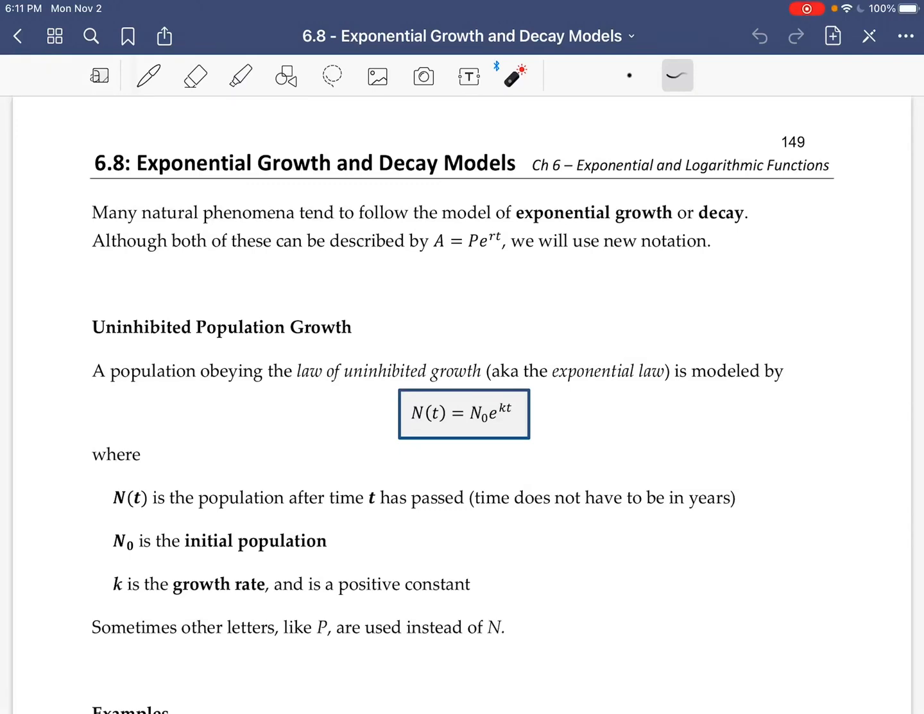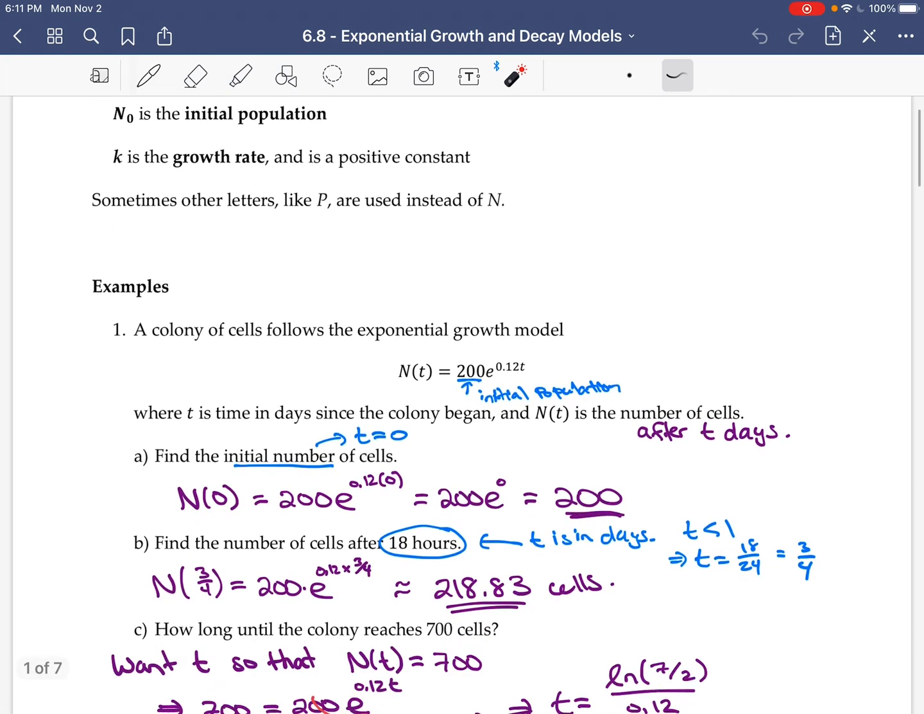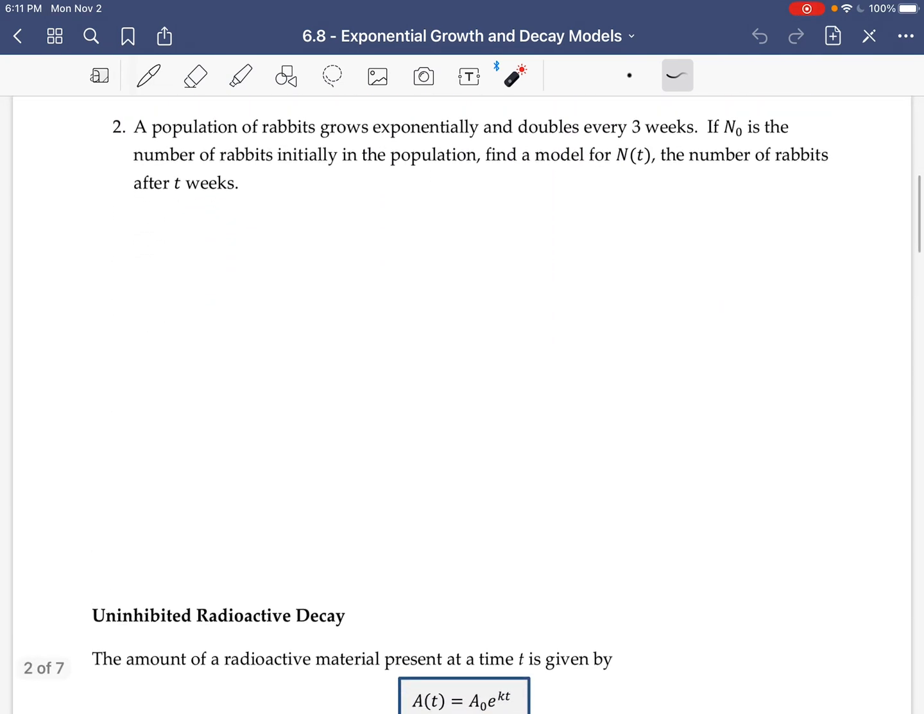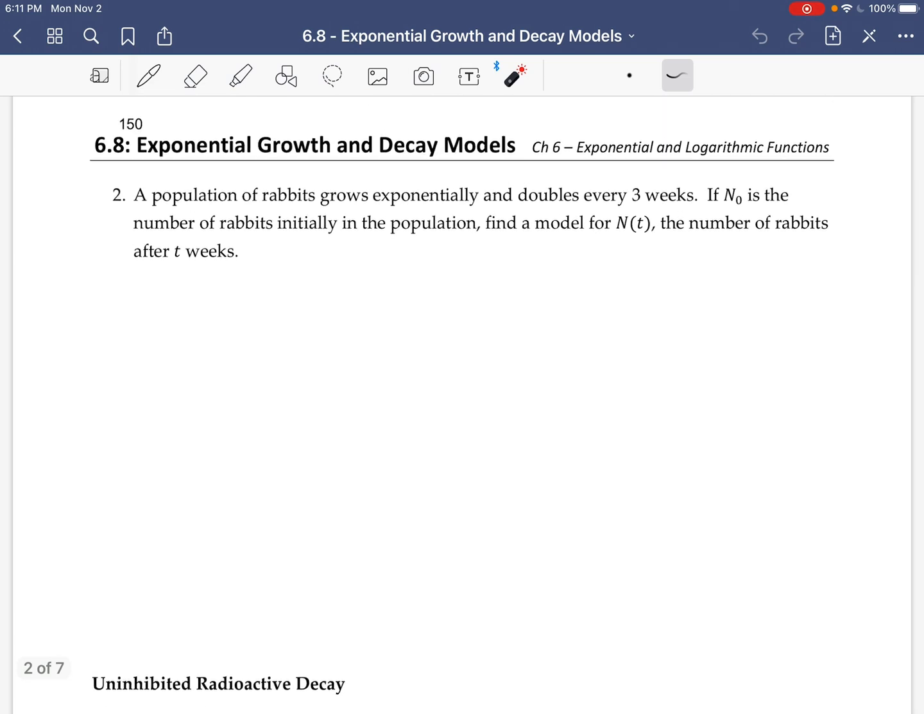In this video, we're going to do a few extra examples of exponential growth or decay models. So the first one we have here is, suppose we know a population of rabbits grows exponentially and it doubles every 3 weeks. If n0 is the number of rabbits initially, we want a model for n of t, the number of rabbits after 3 weeks.